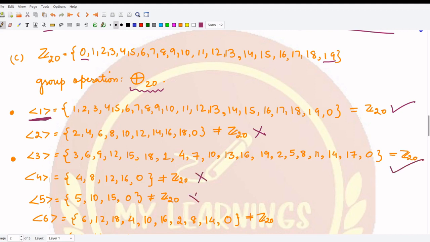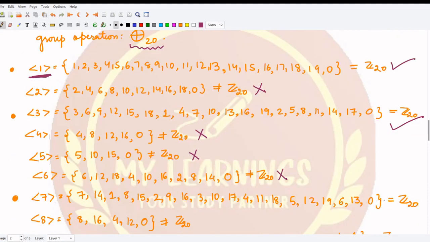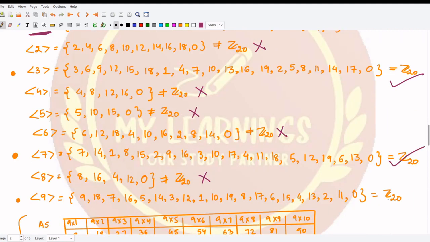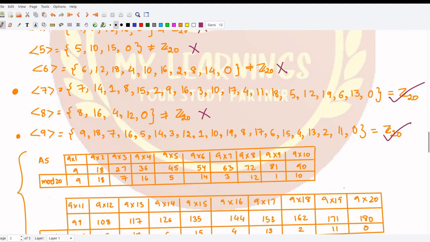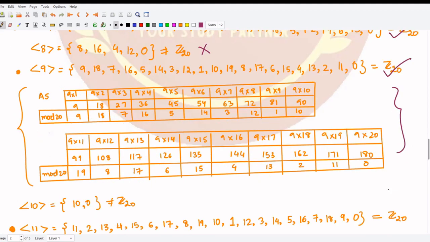4 is not a generator. 5 is not a generator. 6 is not a generator. 7 is a generator. 8 is not a generator. 9 is a generator. Why? Because I have listed down all the results here as well. One could pause the video and check the results.